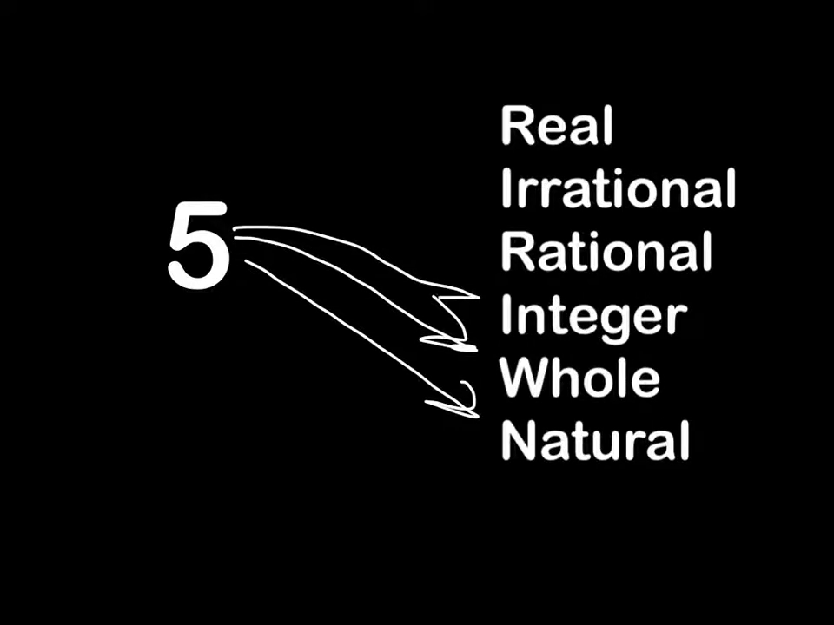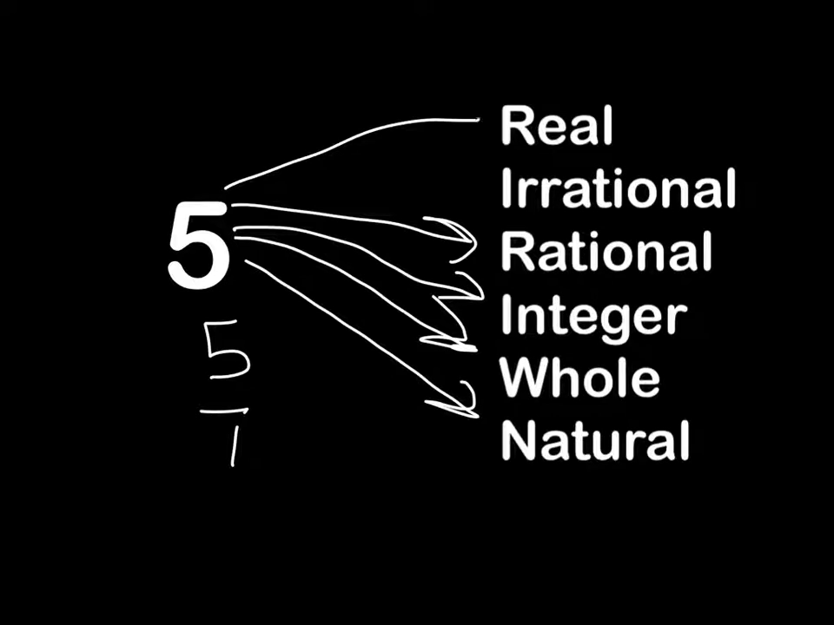It's also an integer. It's also rational because it can be expressed as a fraction, 5 over 1. A and B are both integers here, and B is not equal to 0, so it is a rational number. It is not irrational, but it is a real number. So this number 5 is all of these. Let's take a look at a few other examples.